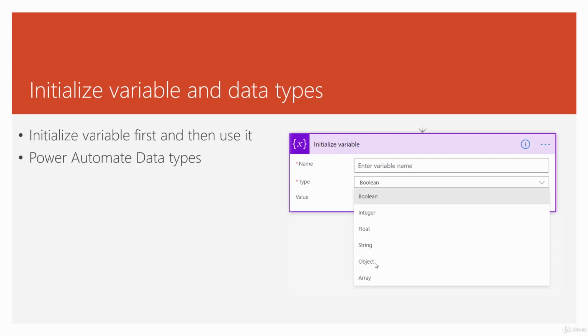There are two a little bit more complex data types that are object and array. Object, I will give you a brief description about it and a small example, but really digging into it is beyond the scope of this course. Instead, I will tell you where to go to get all the information that you want about the object data type. Now, let's start by going to Power Automate and creating our first variable.